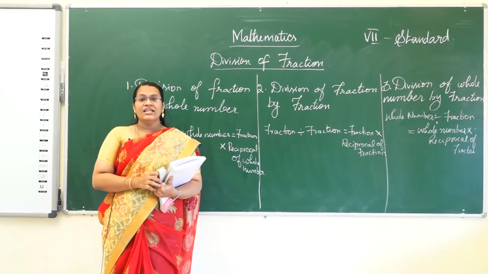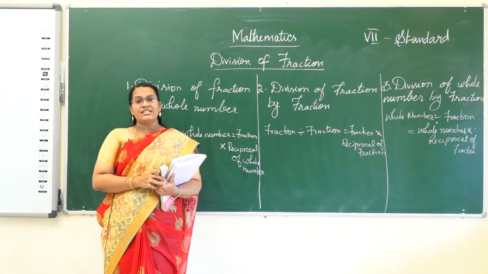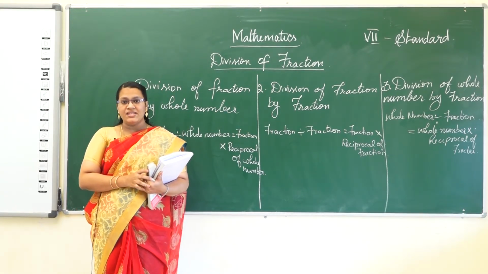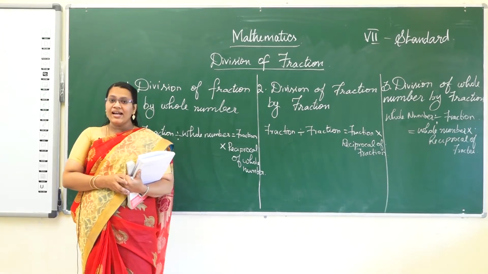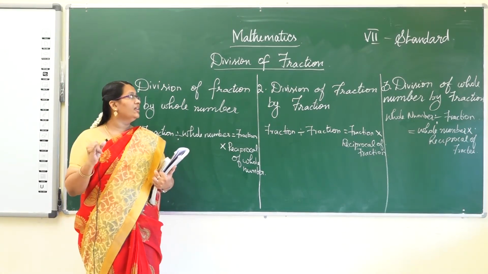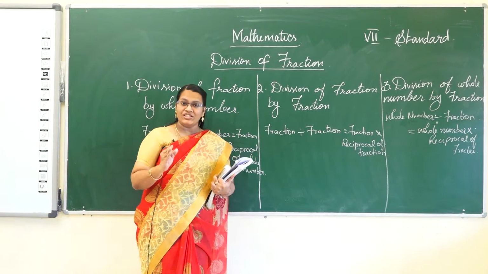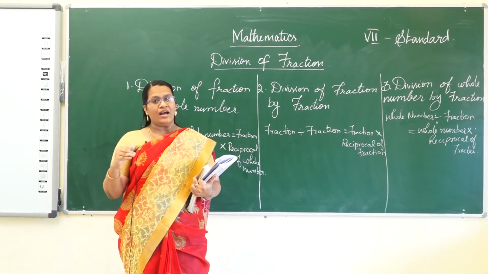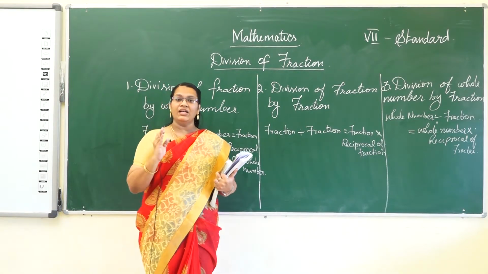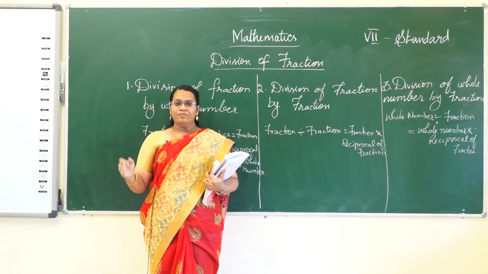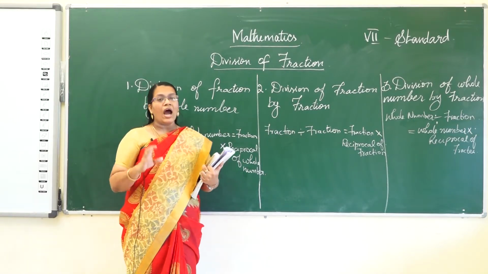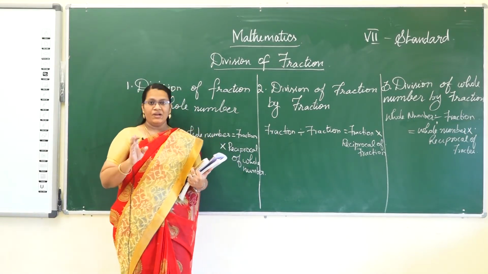Good morning everyone. Let us revise the previous class. In the previous class we learned the multiplication of fractions. It has three types. What are the types we had learned? The first one, multiplication of fraction by fraction; second, multiplication of fraction by whole number; and third, multiplication of fraction by mixed fraction or any whole numbers. I hope you understood the previous concept.